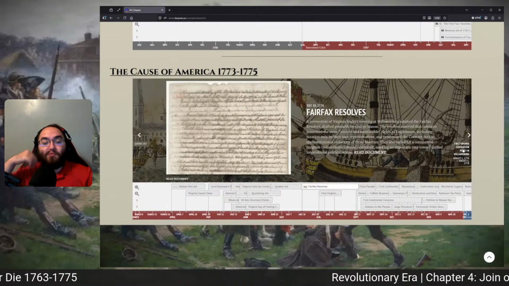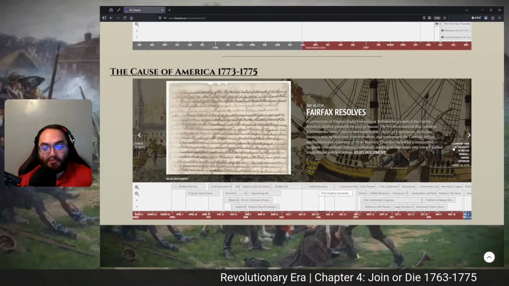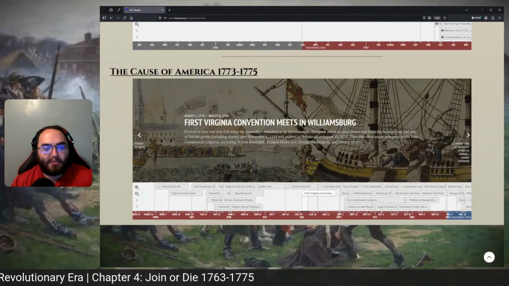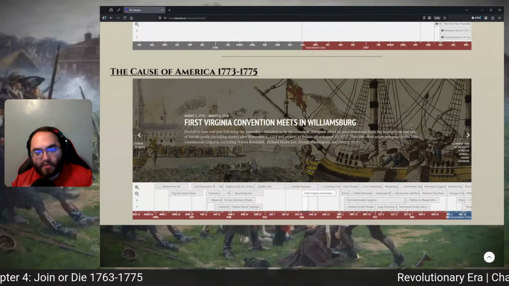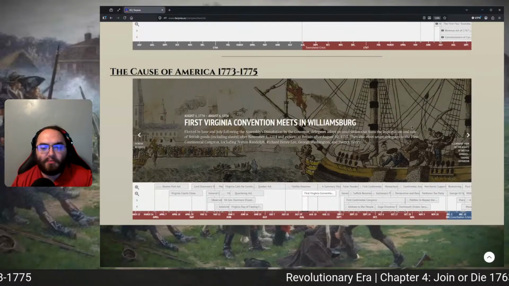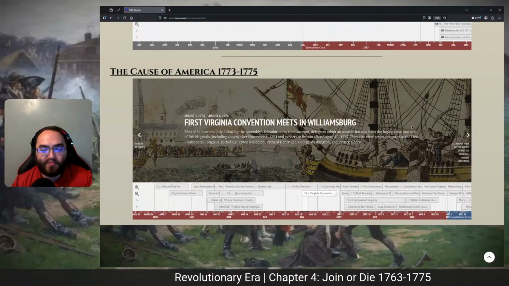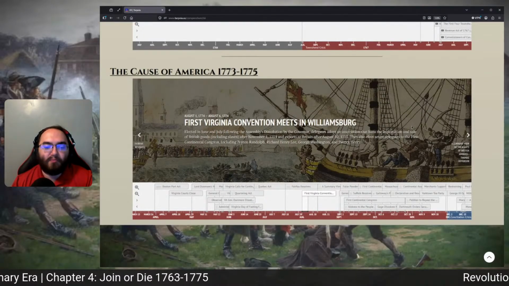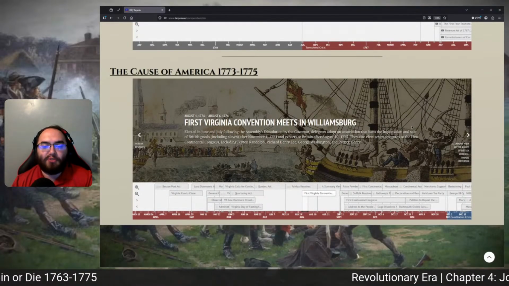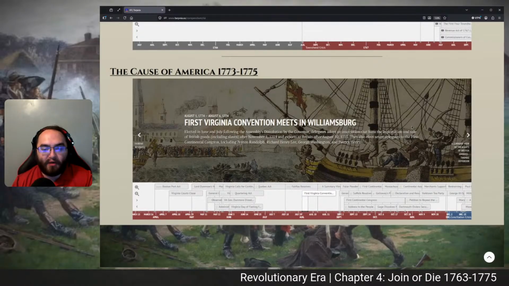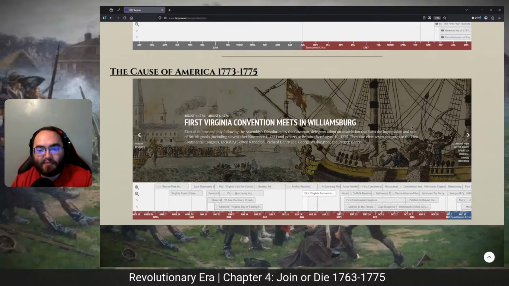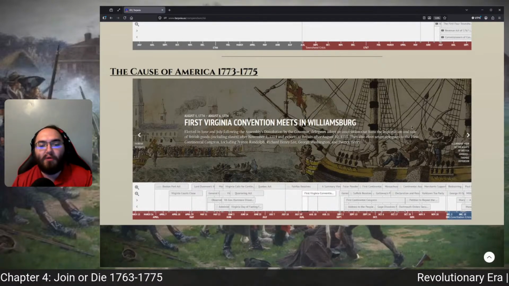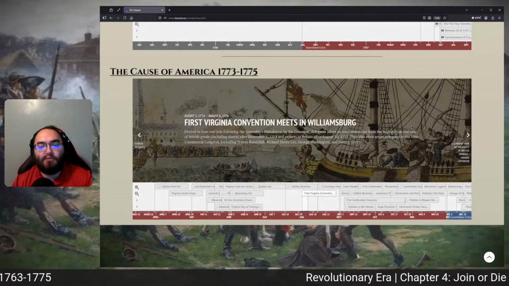So this will lead to the First Continental Congress. The First Virginia Convention meets in Williamsburg, elected in June and July following the Assembly's dissolution by the governor. Delegates adopt an association that bans the importation and sale of British goods, including slaves, after November 1st, 1774, and exports to Britain after August 10th, 1775. They also elect seven delegates to the First Continental Congress, including Peyton Randolph, Richard Henry Lee, George Washington, and Patrick Henry.